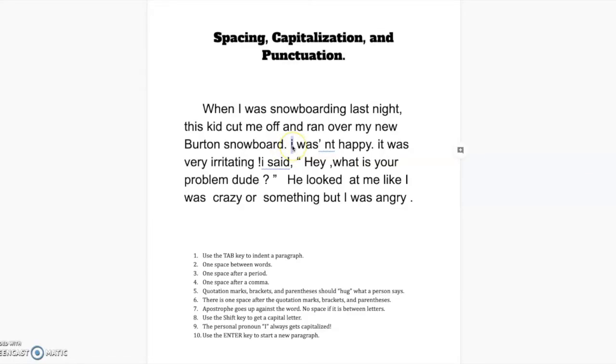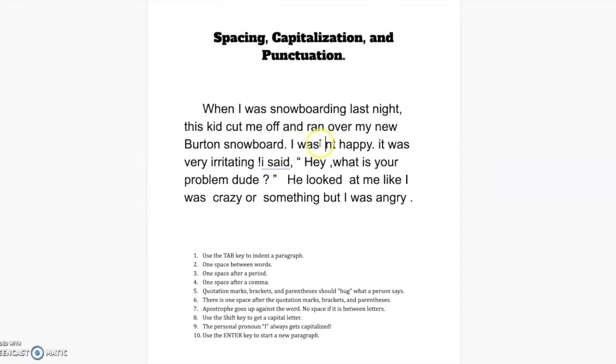The I should always be capitalized, the personal pronoun I. Hold the Shift key down to get a capital letter and then type in the letter I. Don't expect your computer to do it for you. Always use the Shift key.